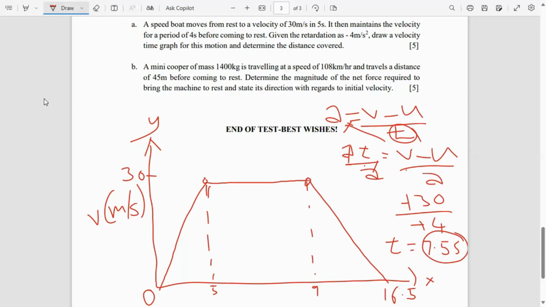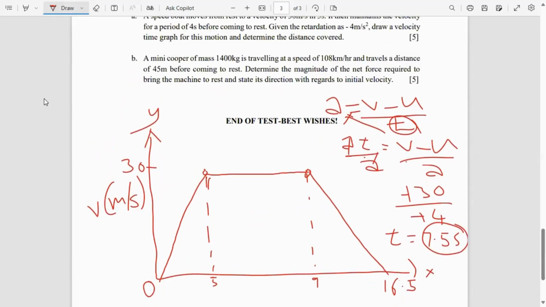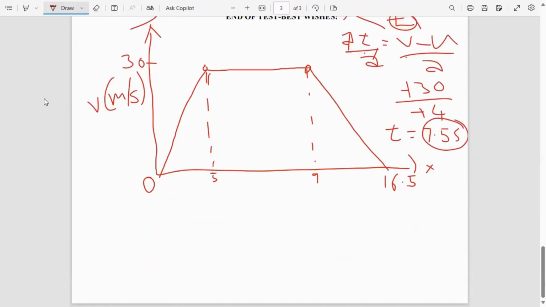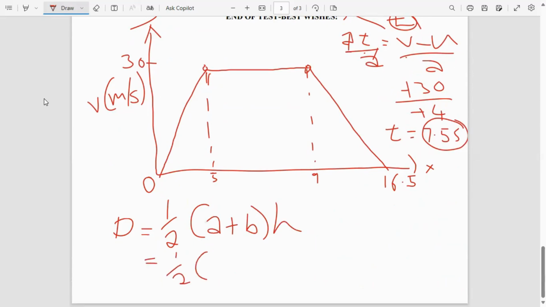Find the distance covered. Okay, so for us to find the distance covered here, we are going to find the area under this graph. And since this is a trapezium, we're going to say distance is equal to half, the formula for finding area under a trapezium, (A plus B) h. Then this will be equal to half. What is our A? It is the distance from here up to there, which is 4. Plus B, the distance from here up to there, which is 16.5.